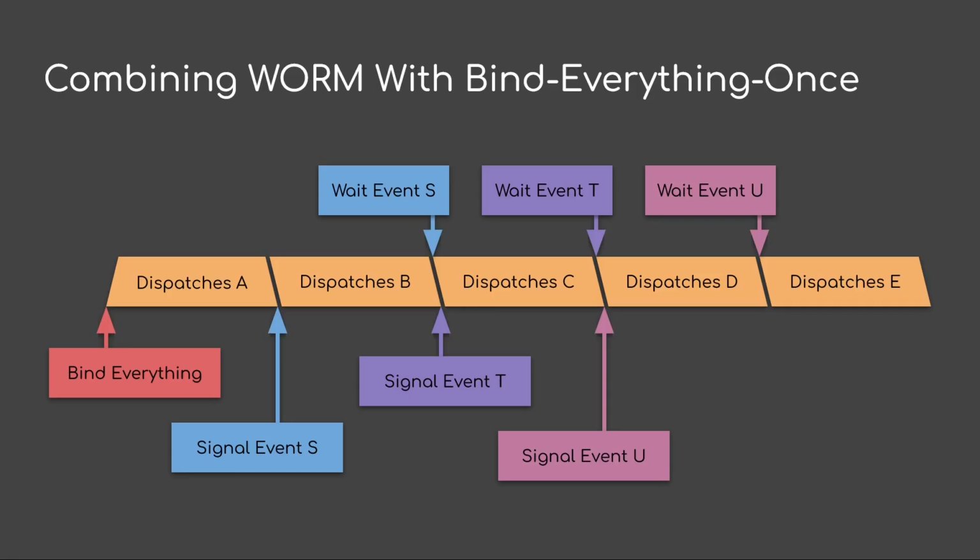So now if we combine this WORM with the bind everything once idea, we get something that's extremely simple for GPU programming. At the beginning of the command buffer, you're going to bind everything. You're going to do your dispatches. If you want to keep your dispatches pipelined, you use events, vkEvents. Basically, do a signal, then do some independent work, then wait on the signal, and follow that, and pipeline.